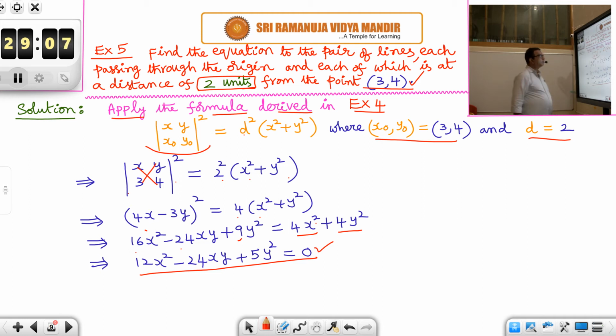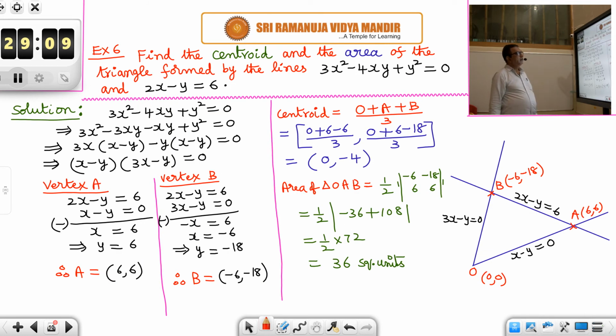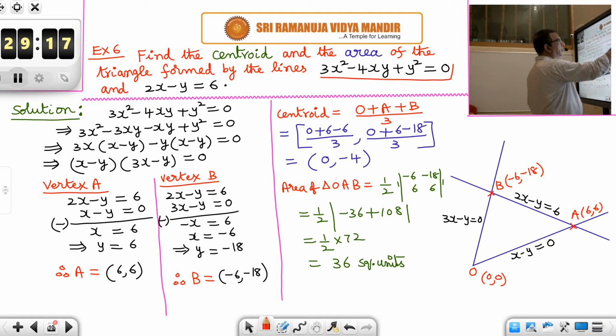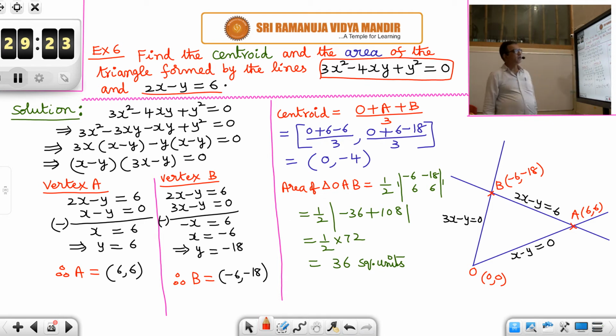Next example. Find the centroid and the area of the triangle formed by the lines. So a pair of lines is given, a combined equation of two lines, and a single line. So total 3 lines, so they form a triangle. What we have to do here is find the centroid. So resolve the pair of lines into two individual lines.